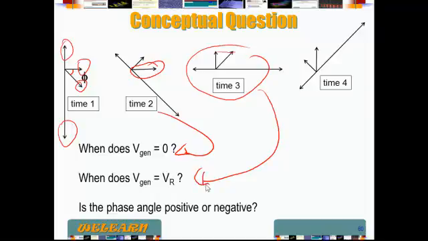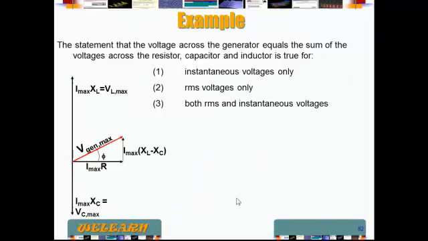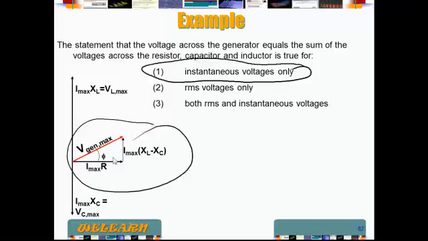Now, is the phase angle positive or negative? Since V gen is below VR, it is a negative one. So it is negative in this case, and V gen is lagging the current in this particular question. Now, in this particular question, they tell us the statement that the voltage across the generator equals the sum of the voltages across the resistor, capacitor, and inductor. It is true only for the instantaneous values. For the others, we need to use the phasor diagram.